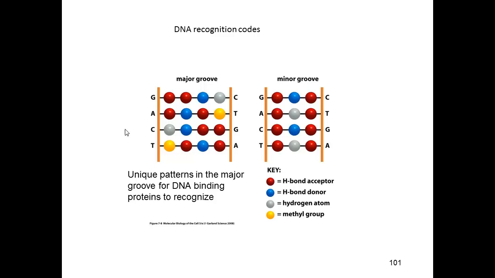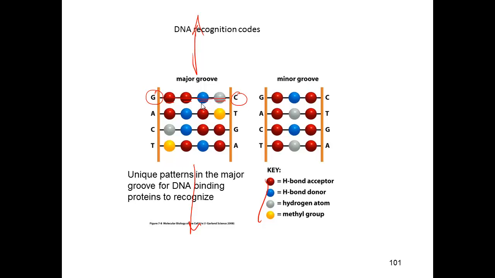Here it is drawn more schematically. Now the DNA helix axis is going up and down, and the proteins which are binding to these bases, in this case G and C, are coming in straight at from up the page. And the schematic of a GC base pair is, according to this key, hydrogen bond acceptor, hydrogen bond acceptor, hydrogen bond donor, and hydrogen atom.